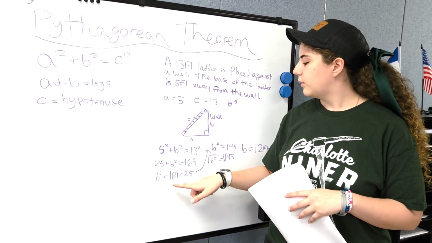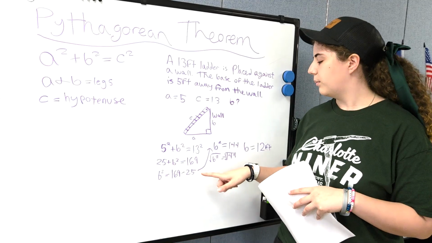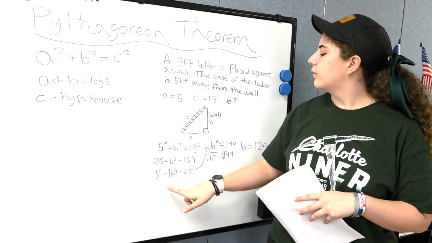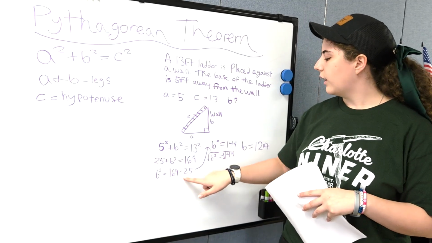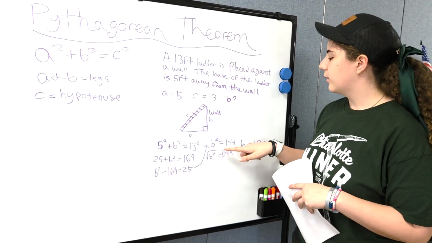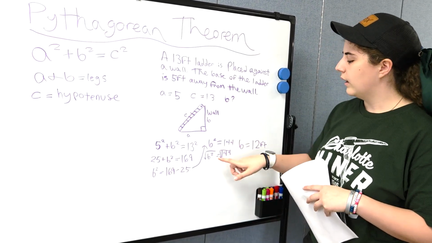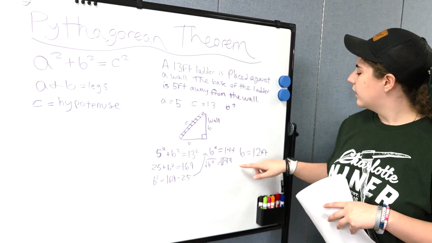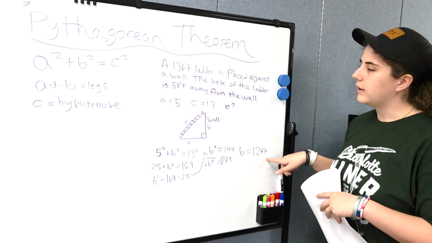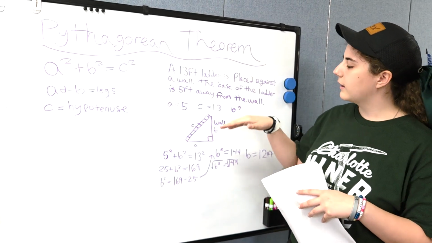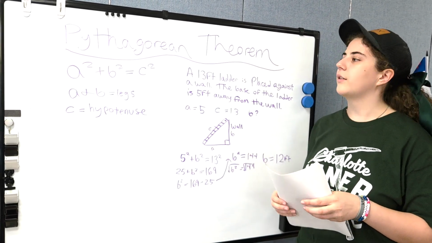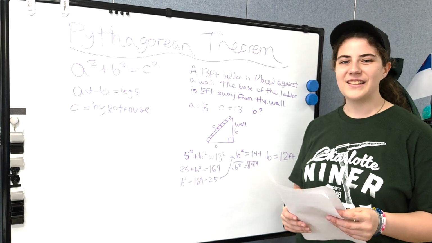b squared is equal to 169 minus 25, because we took the 25 and subtracted it on both sides in order for b to be by itself. So we subtract these two, and then we get b squared is equal to 144. Then you want to take the square root of both sides to get b by itself. That gives you b is equal to 12 feet. So the height that my ladder will reach on the wall is 12, according to the Pythagorean theorem, which is very helpful to know.